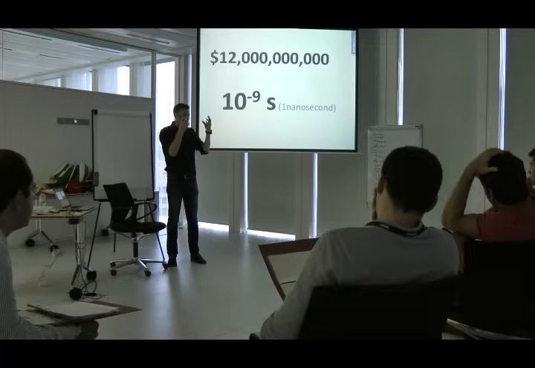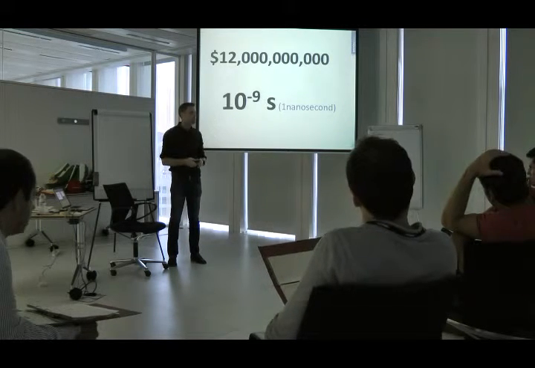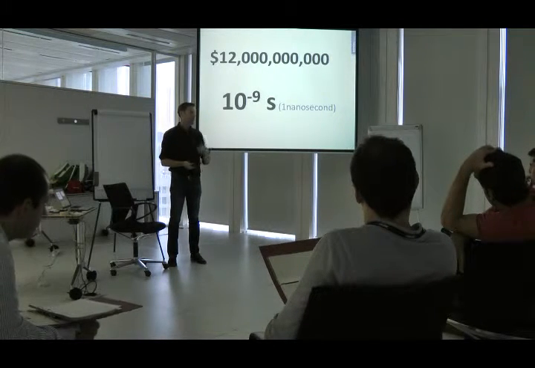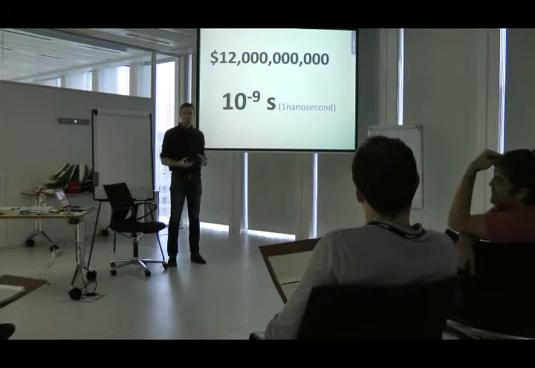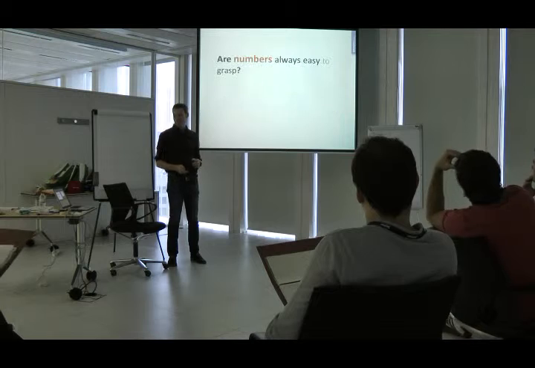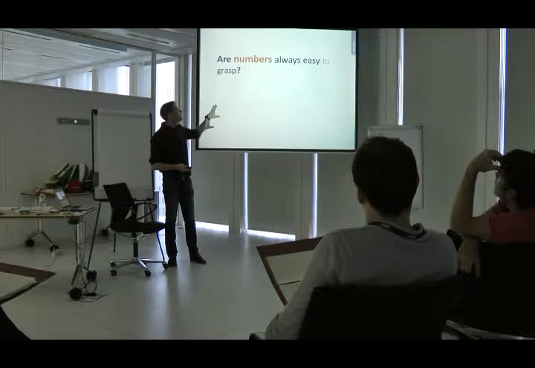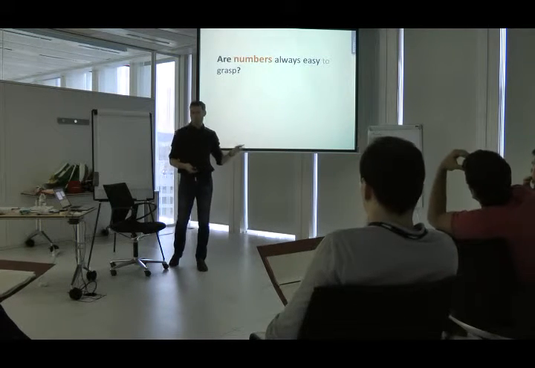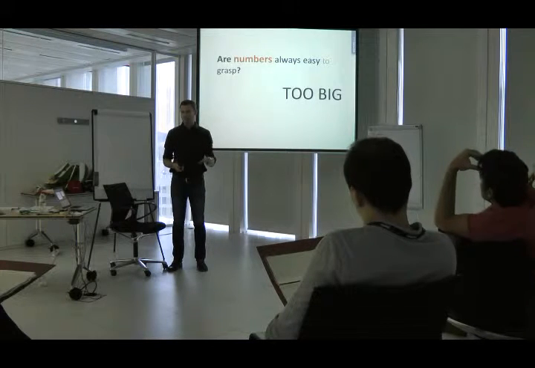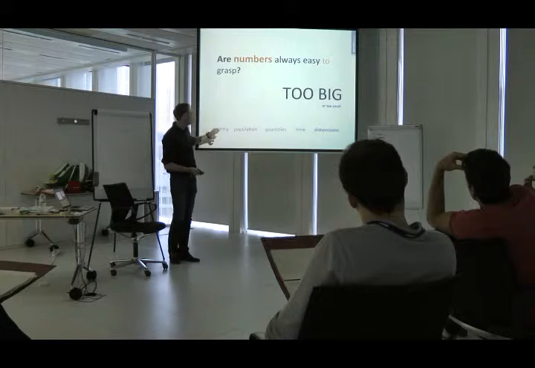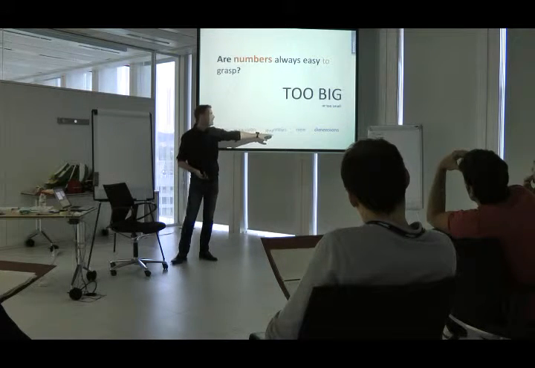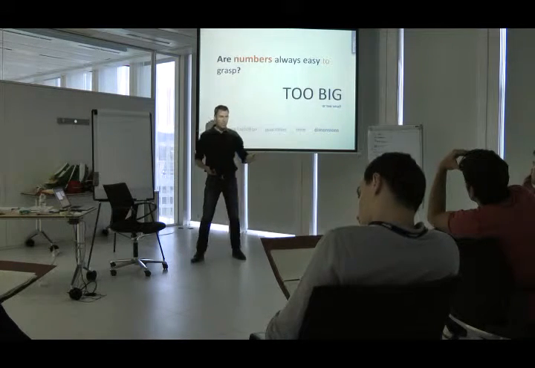Can you picture, imagine 1 nanosecond? You probably can. Can you picture it? No, difficult. So, numbers are not always easy to grasp. So, too big, too small. And this is a problem with money, population, quantities, time, dimensions.